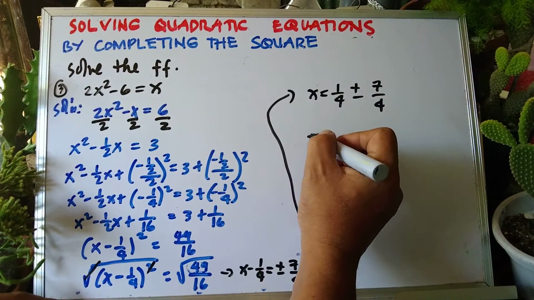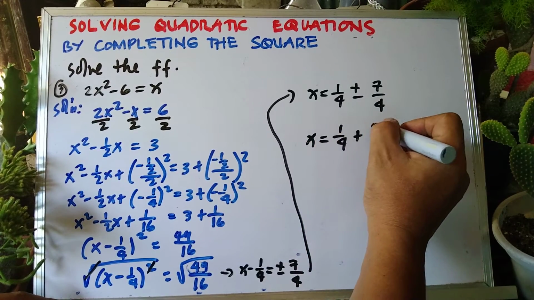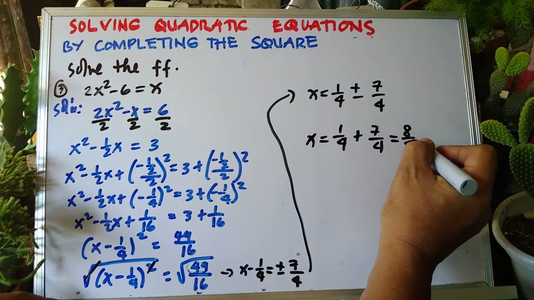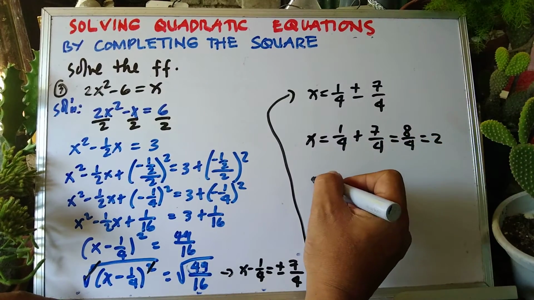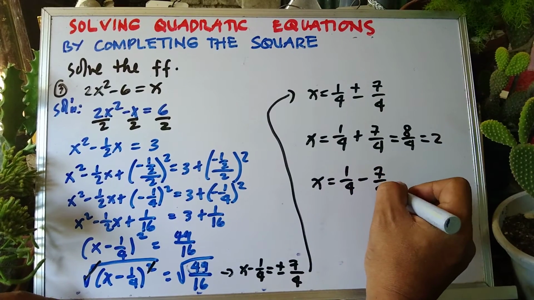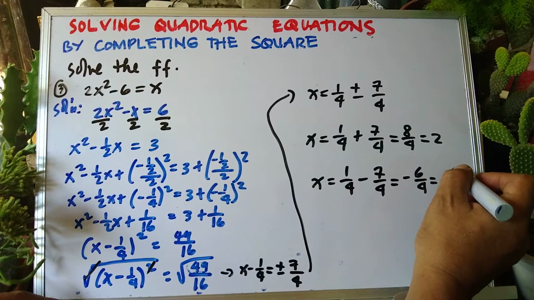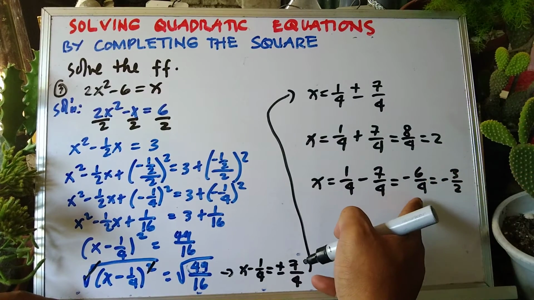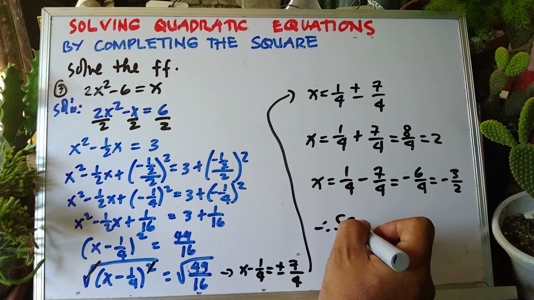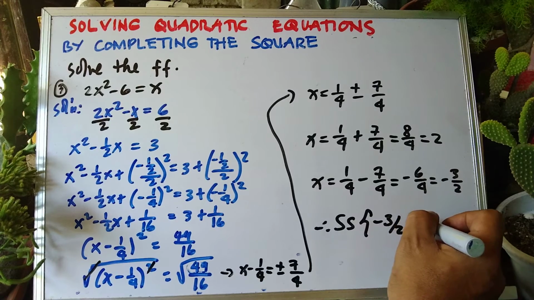Then, solve for x. x is equal to 1/4 plus 7 over 4. That is 1 plus 7, 8 over 4. That is 2. x is equal to 1/4 minus 7 over 4. That is negative 6 over 4, and that is negative 3 over 2 if you reduce this to its lowest term. So therefore, our solution set is the set that contains negative 3 halves and 2.